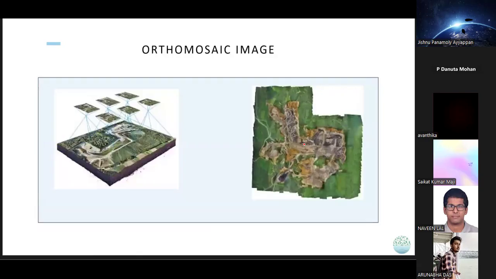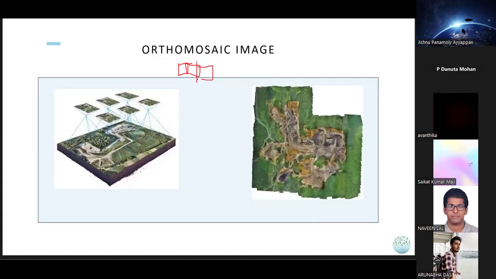Next comes orthomosaic images. When the drone flies, it captures images at different points. The output after the point cloud data comes the digital surface model, and the final output is the orthomosaic data. Suppose we have multiple images like this, with the drone capturing images at different locations.